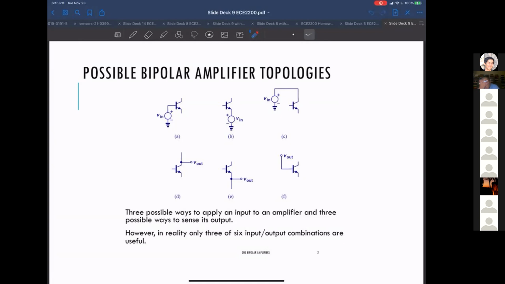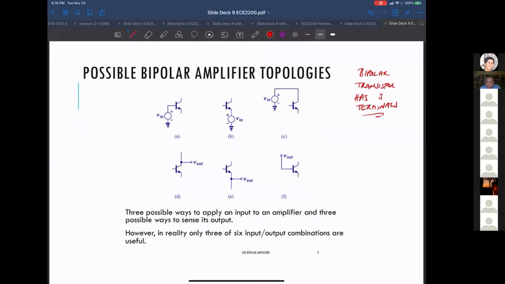Bipolar transistors, and same with MOS transistors, have 3 terminals. That means there are a lot of different ways you can connect the base, collector, and the emitter, either together, to resistors, capacitors, or other voltage sources.